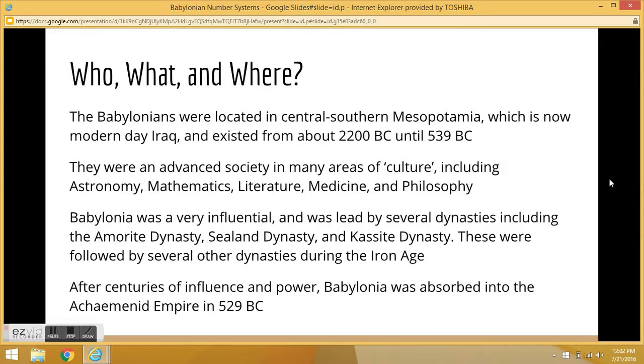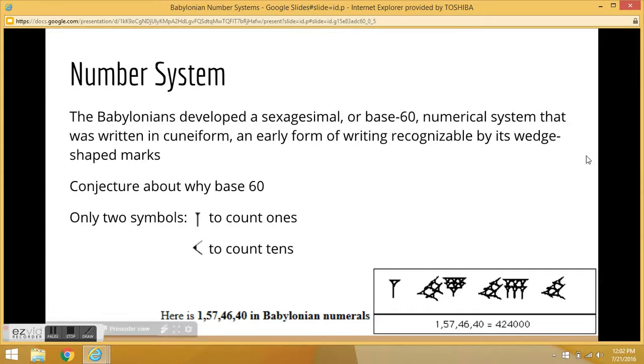The Babylonians developed a sexagesimal, or base 60 numerical system that was written in cuneiform, an early form of writing recognizable by its wedge-shaped marks. There is some conjecture about why they used base 60. We're not really sure, but it could be due to the fact that it's very easily broken down, or the fact that there's some conjecture about counting on your hands up to 60.